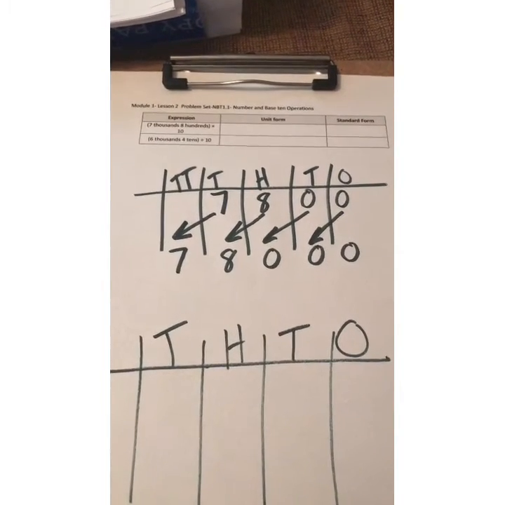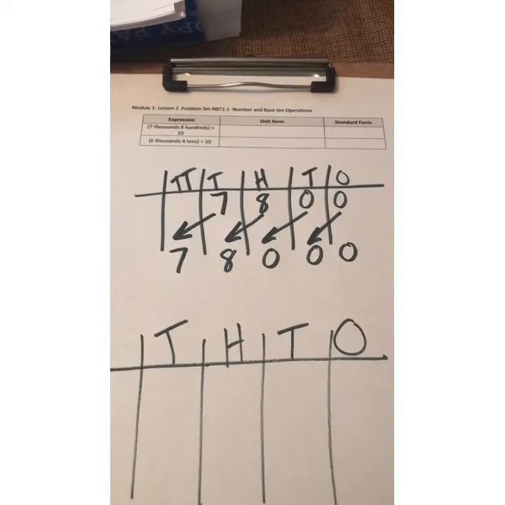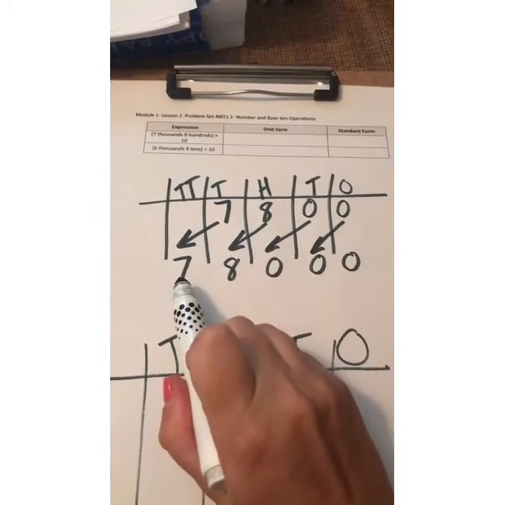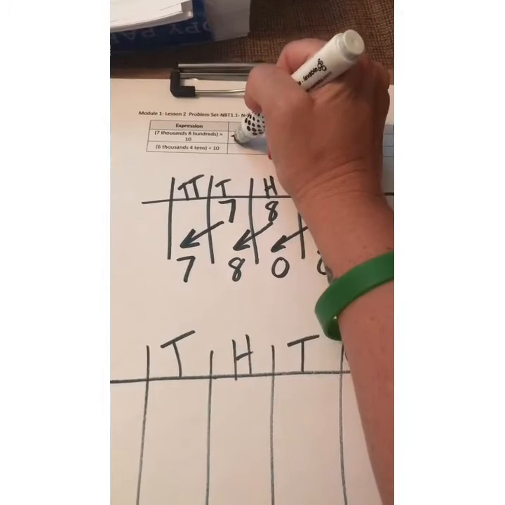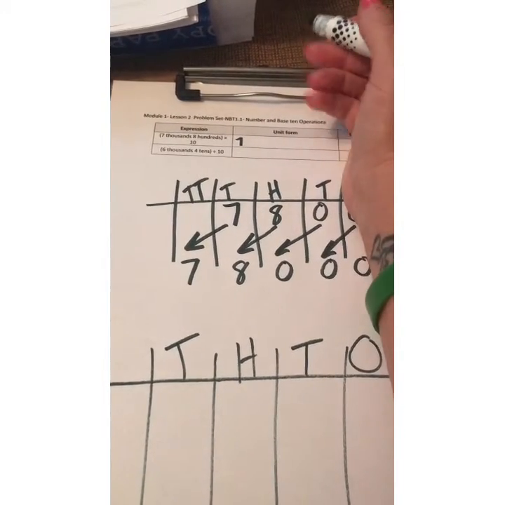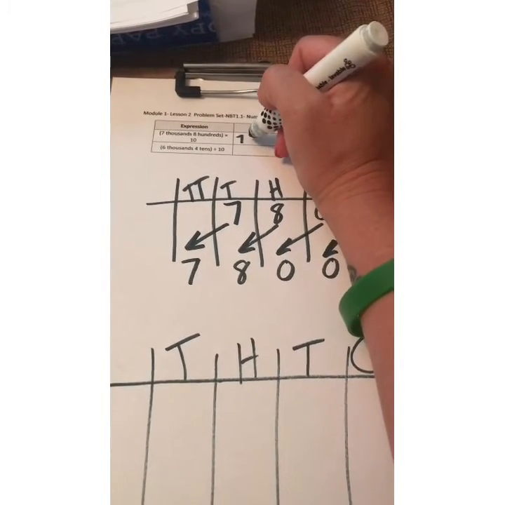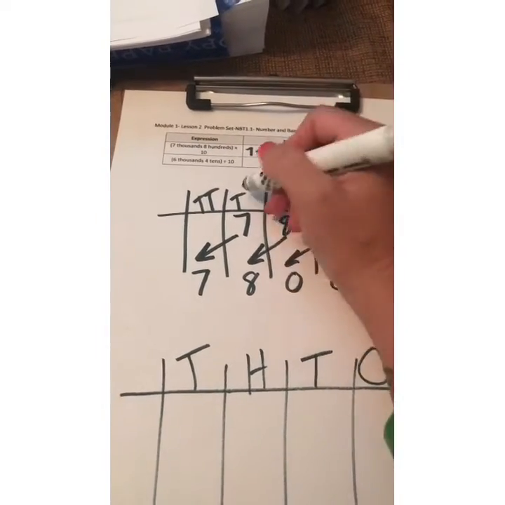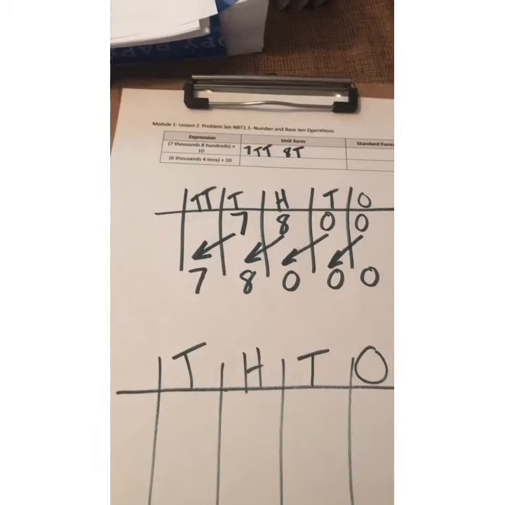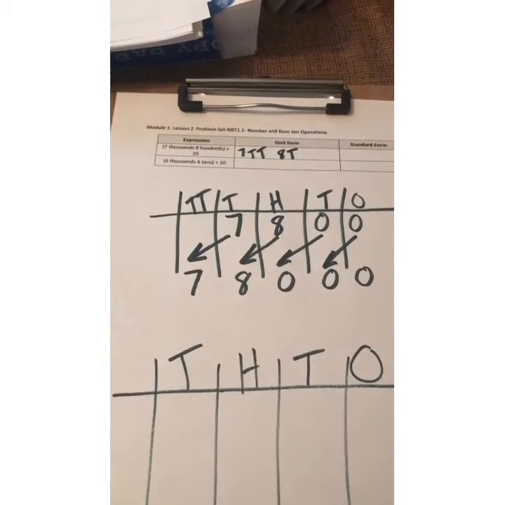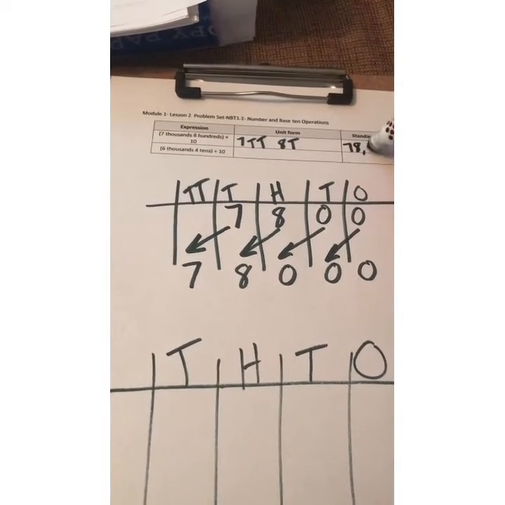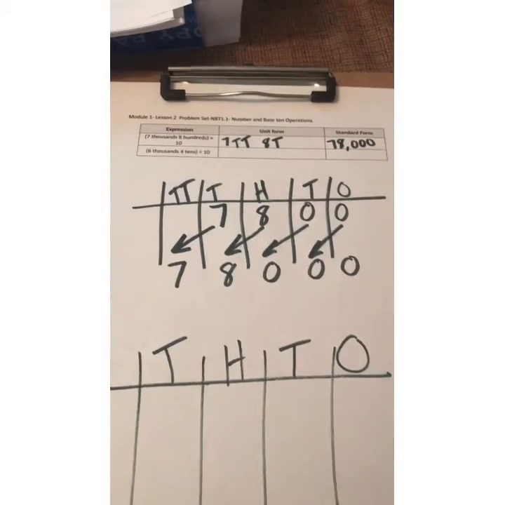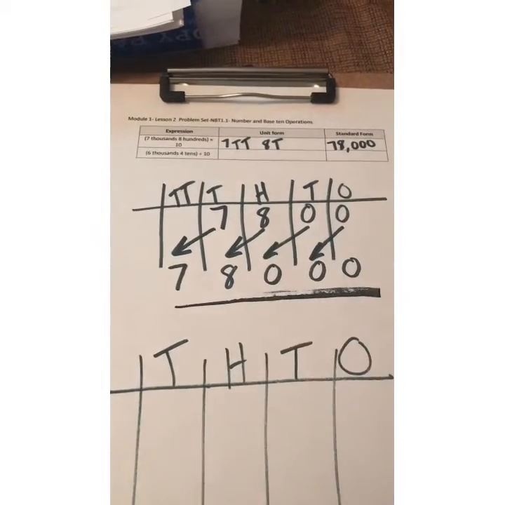If we're going to write in unit form, that's a combination of numbers and words. So we're going to look. The 7 is in the 10,000s place. So ideally, I'd like for them to write this out, but I don't have a whole lot of room. So I'm going to write 7 10,000s. And the 8 is in the thousands place. So that is what the unit form would look like. And then standard form is just the standard way that we would write a number, which is what our answer looks like in our place value chart.